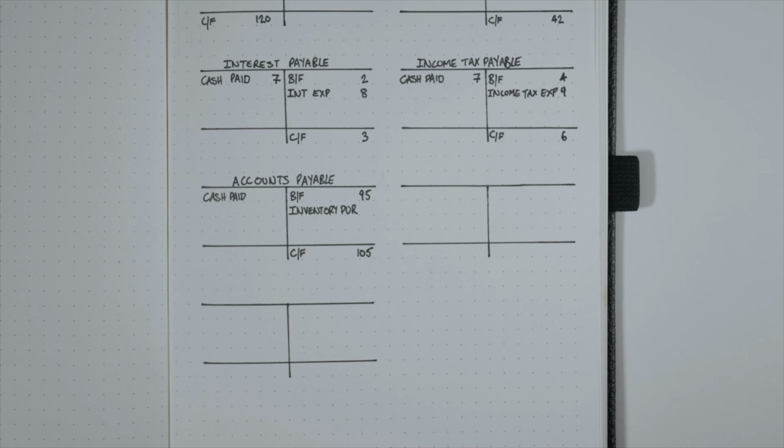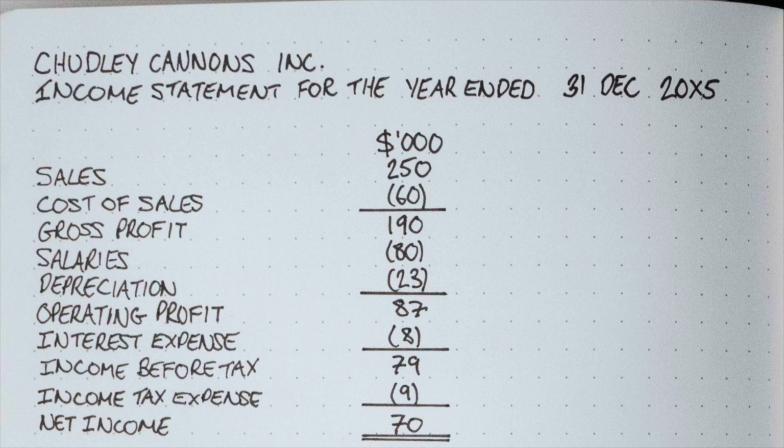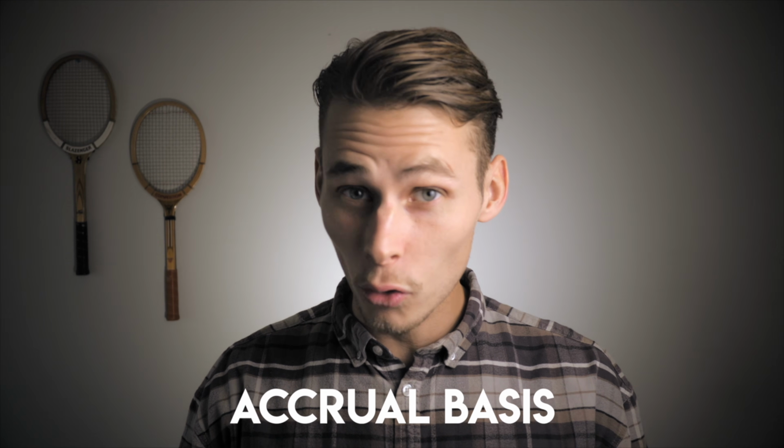But how do we find inventory purchased? There isn't an inventory expense in the income statement. All we have is cost of goods sold. Bummer. What we have to remember here is that we're accounting using the accrual basis.